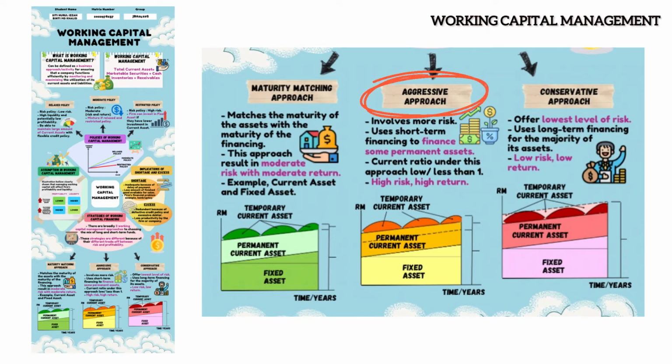The second approach is the aggressive approach. It involves more risk and uses short-term financing to finance some permanent assets. The current ratio under this approach is low, less than 1, and this approach gives high risk with a high return. The third approach is the conservative approach. It offers a lower level of risk and uses long-term financing for the majority of its assets. This approach gives low risk with a low return.